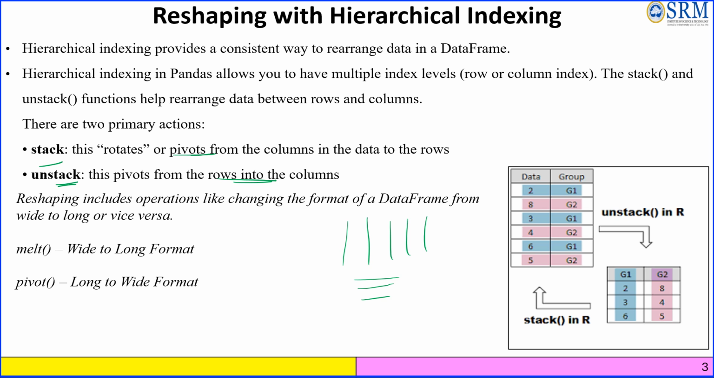Okay, or one more function is melt. Melt also can be used. So it converts wide to long format. So wide means you have columns. Columns are more, and those are converted into rows. Okay, so that is wide to long. Wide to long means columns are converted into rows. And pivot means long to wide. Long means you have more rows. So rows are converted into columns. So this is called wide to long and long to wide. So melt function and pivot function are used.